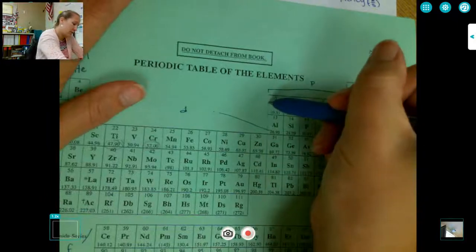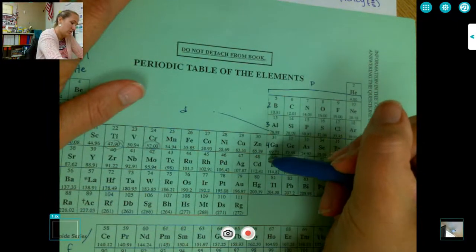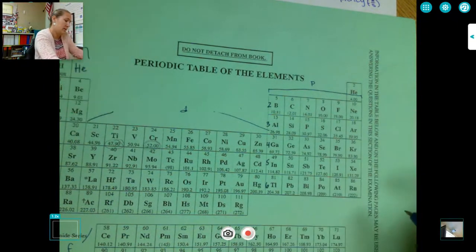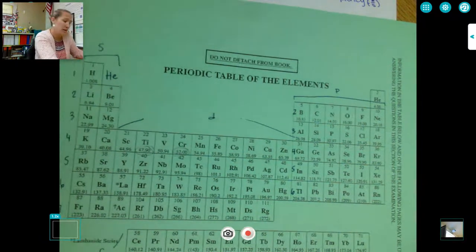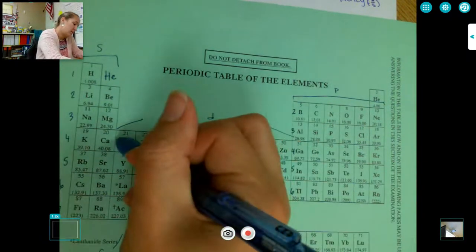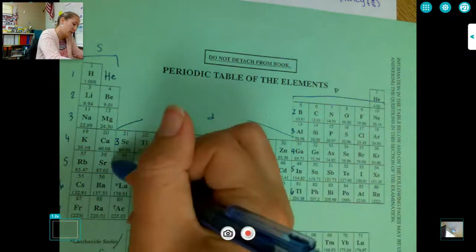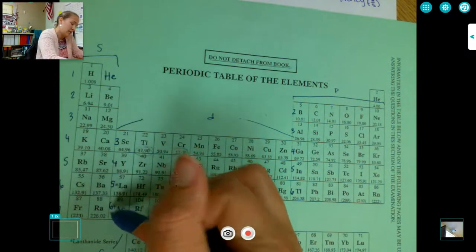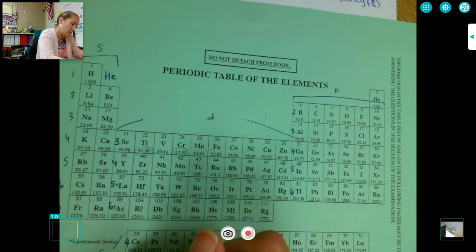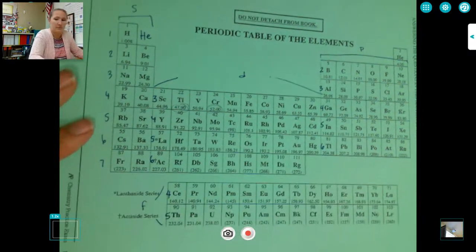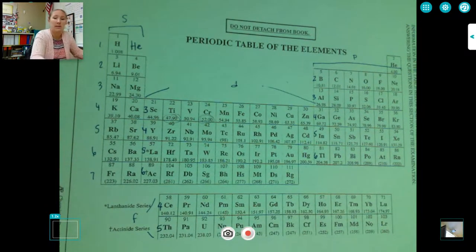So I have 2, 3, 4, 5, 6. My next orbital in energy level is D, so it starts with a 3, 4, 5, 6, and then F will start with 4, and then 5. Okay. Now I read left to right, and I continue just going across.